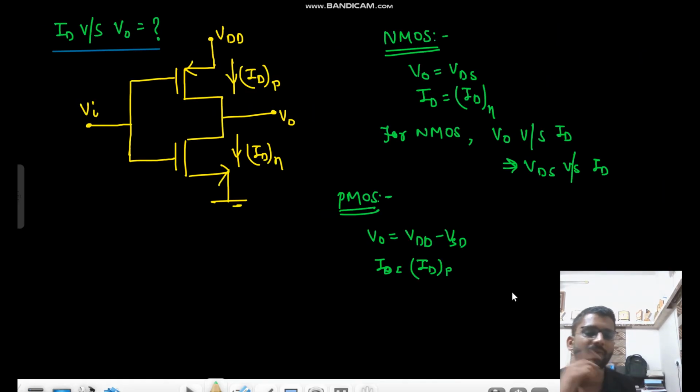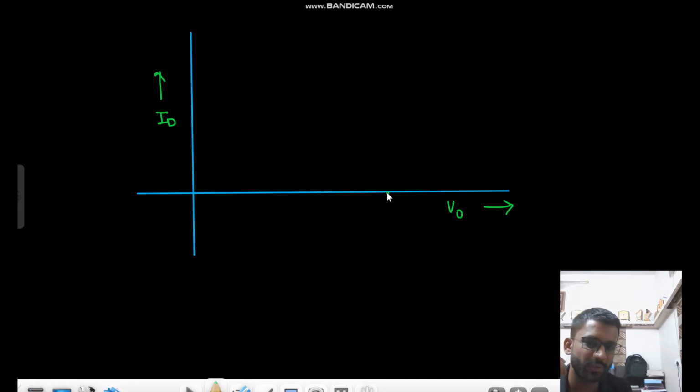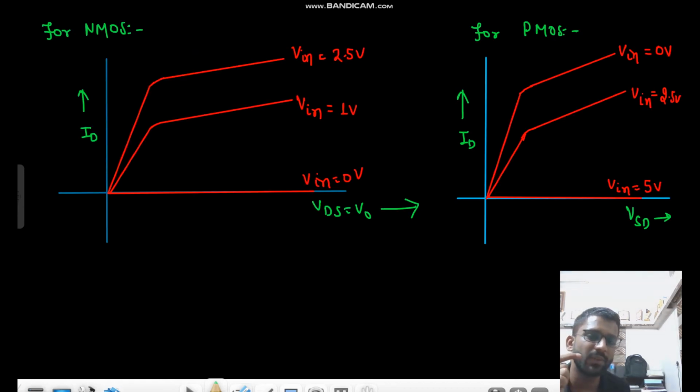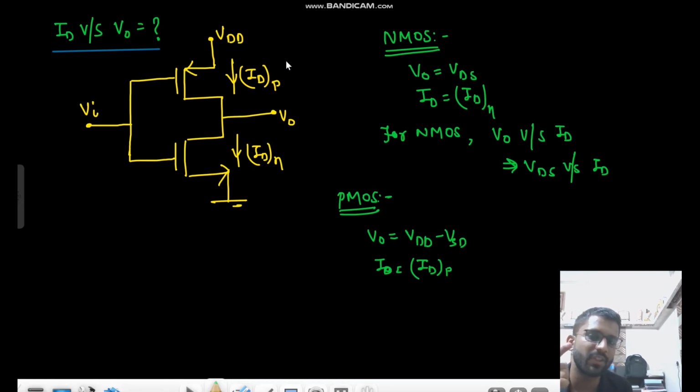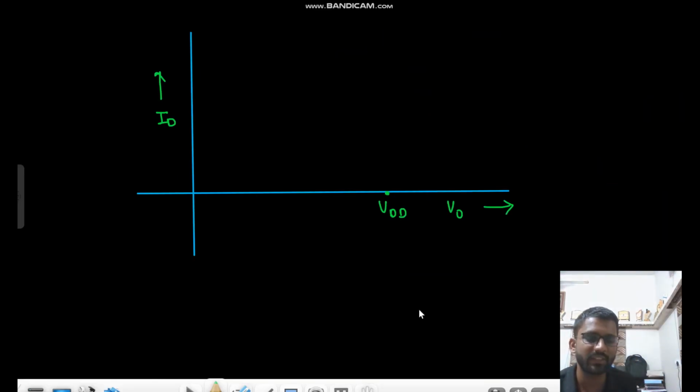So when your V naught equals VDD, that means your VSD equals 0, that means your current is 0. And when your V naught is 0, that means your VSD equals VDD. That means whenever the drain potential is low, that means whenever V naught is low, your current is high. So the curve should shift something like this, right?